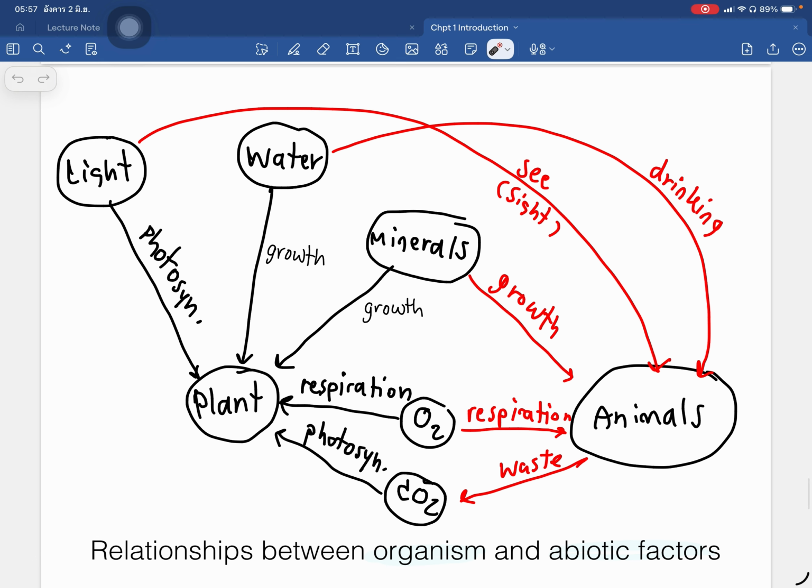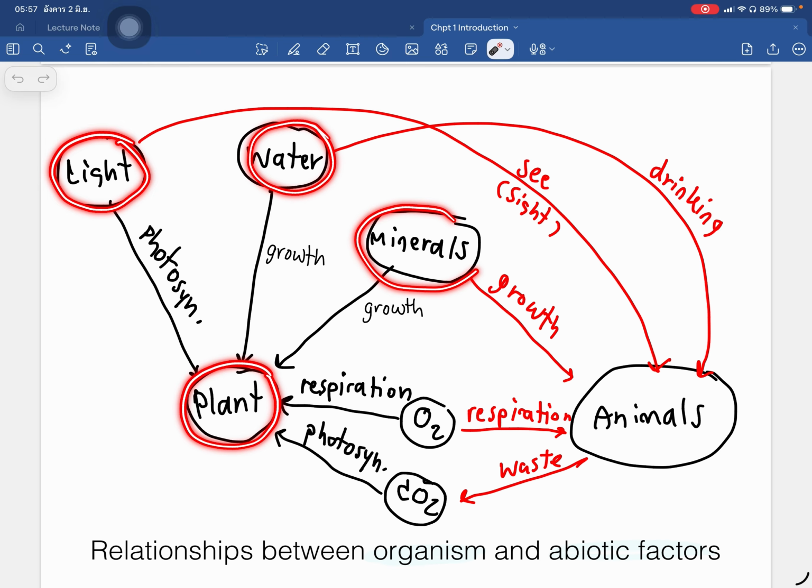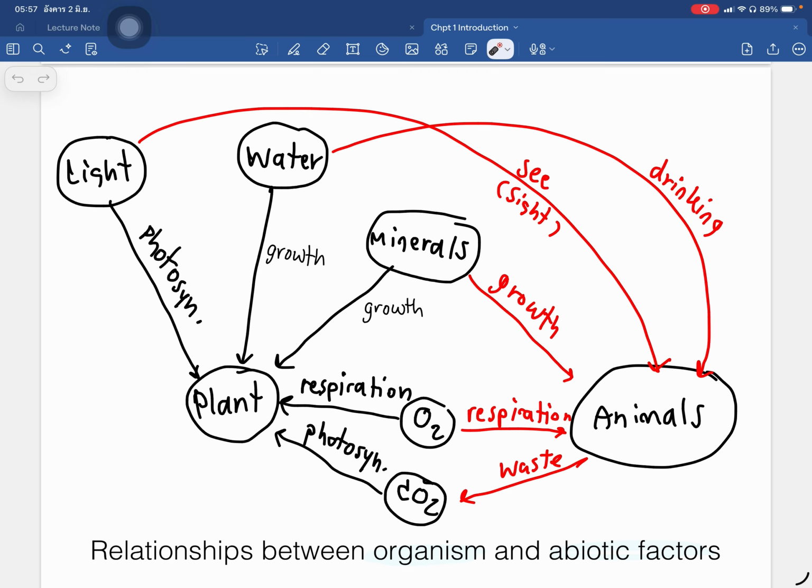So all you learn here can develop into a relationship like this pattern. We can write it in a simpler pattern by using words and linking them together with arrows. Here, I separate the components into a group of plants and a group of animals, linked to the other abiotic factors like light, water, mineral, oxygen, and carbon dioxide.